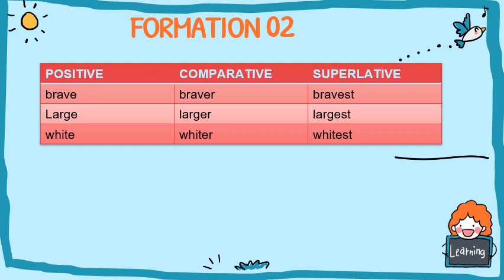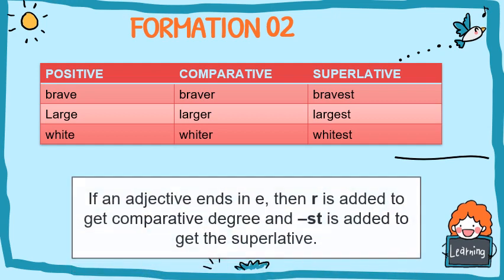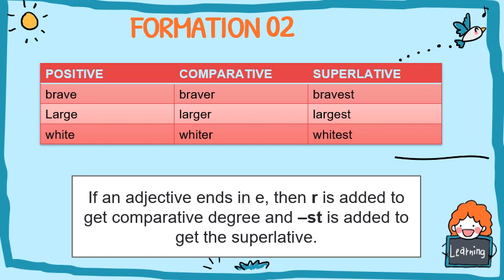Let's see formation number 2. We have three examples: brave, braver, bravest, large, larger, largest, white, whiter, whitest. So in this we can see that in comparative form we are adding R and in superlative we are adding ST. So here is a rule. If an adjective ends in E, then R is added to get comparative degree and ST is added to get the superlative degree.